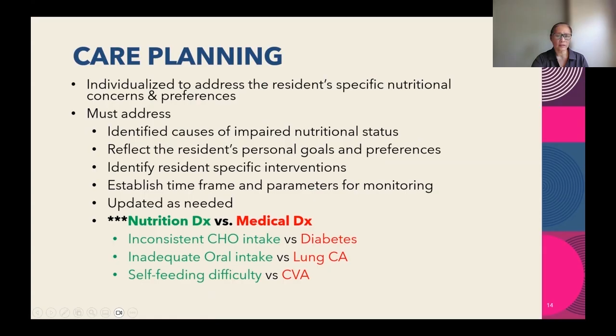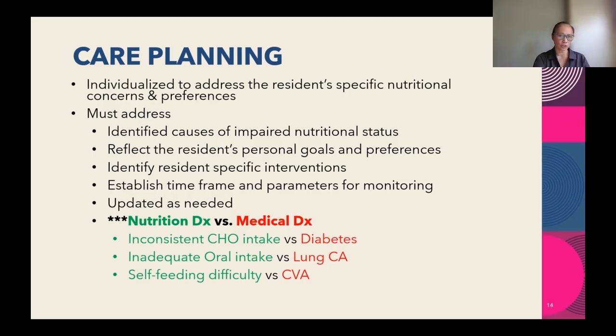There is a difference between a nutrition diagnosis and a medical diagnosis. Oftentimes on chart audits, my findings show that we're still using a medical diagnosis for a nutrition care plan. So for example, Mrs. Smith had a significant weight loss due to diabetes, COPD, renal failure, and so on. Well, does that have anything to do with a nutrition diagnosis?